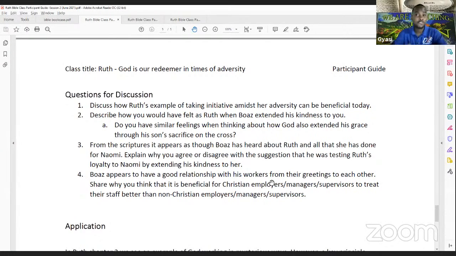So Boaz would have noticed all of this and would have seen that she's not wasteful, she's not greedy, she's not covetous, but she is prudent in the way in which she manages herself. So I hope that answered your question, Sister Anastasia.